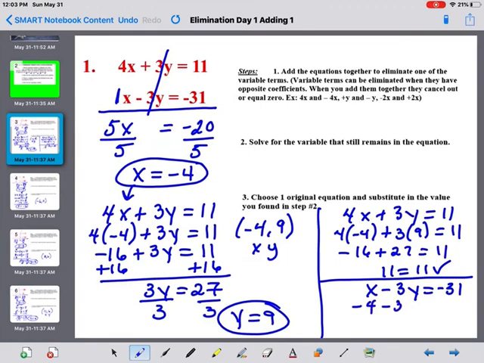If I substitute in negative 4 for x and 9 for y, and simplify both sides, they work out to be negative 31, so that's my check. So if you ever want to make sure that your solution is correct, you can always go back to your 2 original equations, substitute the x and y values into both, do a check, and make sure that both of your checks work.